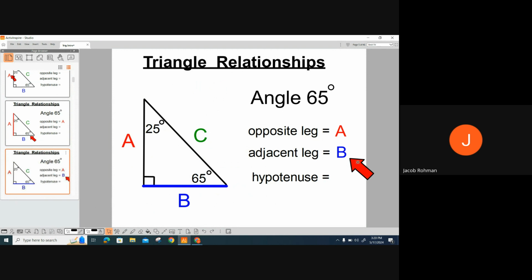And then the hypotenuse of the triangle is always going to be across from the 90-degree angle. So here's the 90-degree angle. Across from that is going to be the C in green.